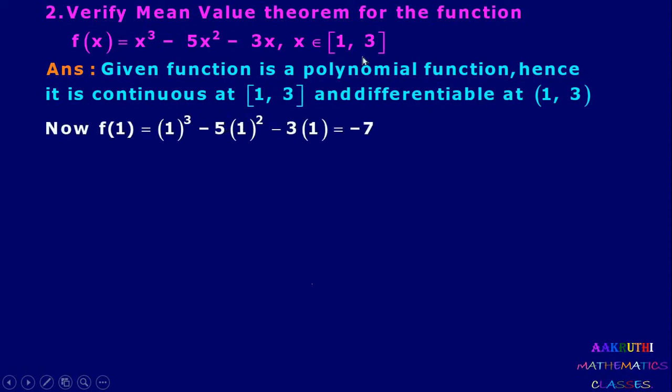So now we find f of 1. F of 1 is 1 cube minus 5 into 1 square minus 3 into 1. So it is 1 minus 5 minus 3. So answer is minus 7. So it is 1 minus 5 is minus 4. Minus 4 minus 3 is minus 7.